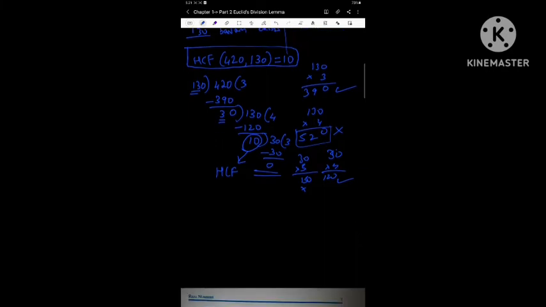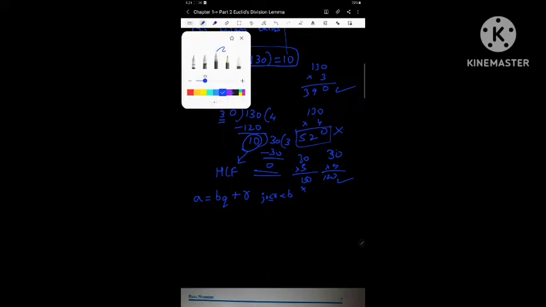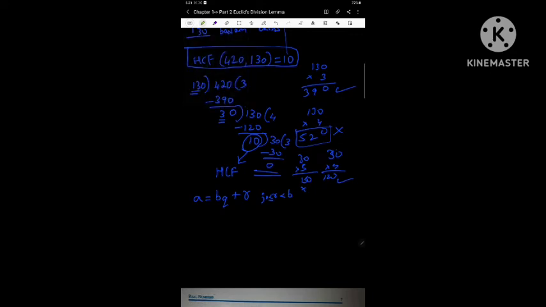So now let's start. First we write the general formula of Euclid's division lemma: a equals bq plus r, and the condition for r is that it should be greater than or equal to 0 and less than b. Now for the first stage, let me change the color of the pen. The first stage is 420 equals 130 into 3 plus 30, and here the remainder is not equal to 0. So again we continue the process.